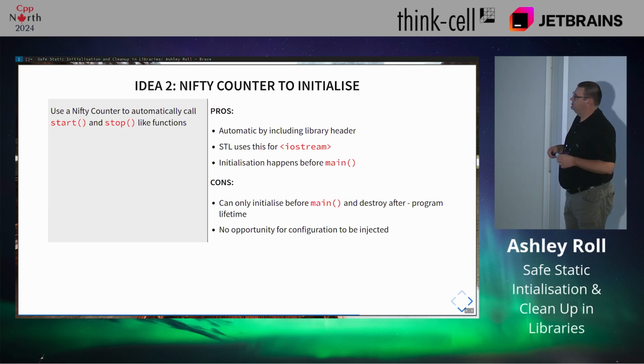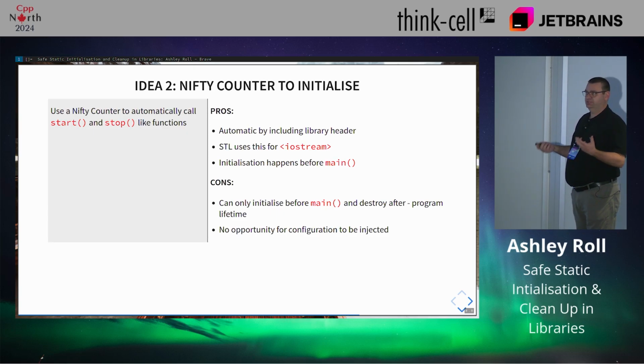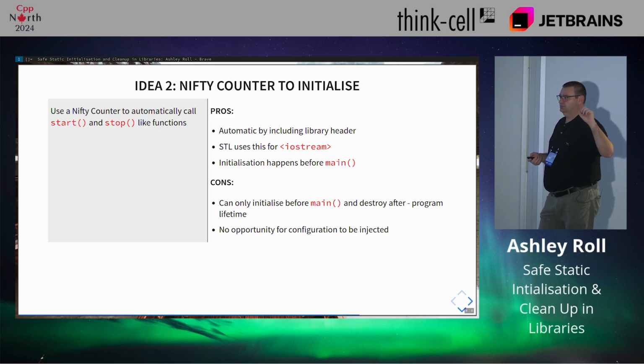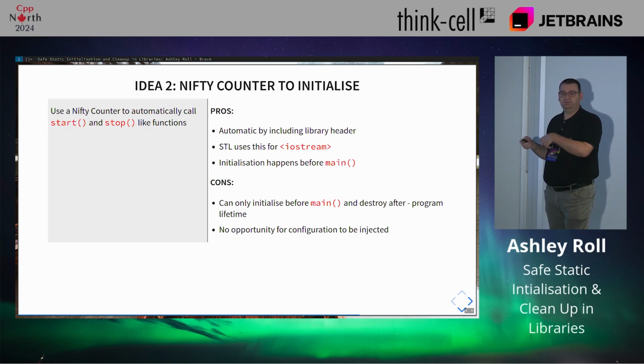Idea 2, we can use a nifty counter to initialize our library. So we can have in our main header a little nifty counter and say, right, the first translation unit gets to call the init function, and the last one registers its destructor. Again, same sort of problems. Tricky to inject configuration, which might be a thing for your library. You might want to take parameters when you're configuring your objects in your library.